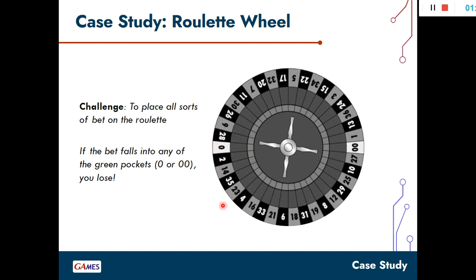Okay, but in a live game like this, there will be no time to carry out experiments and draw your, what's it called. So it's just one of those two cases. Either it lands in a black or a red, or it lands in a green. Okay, so let's do something more.